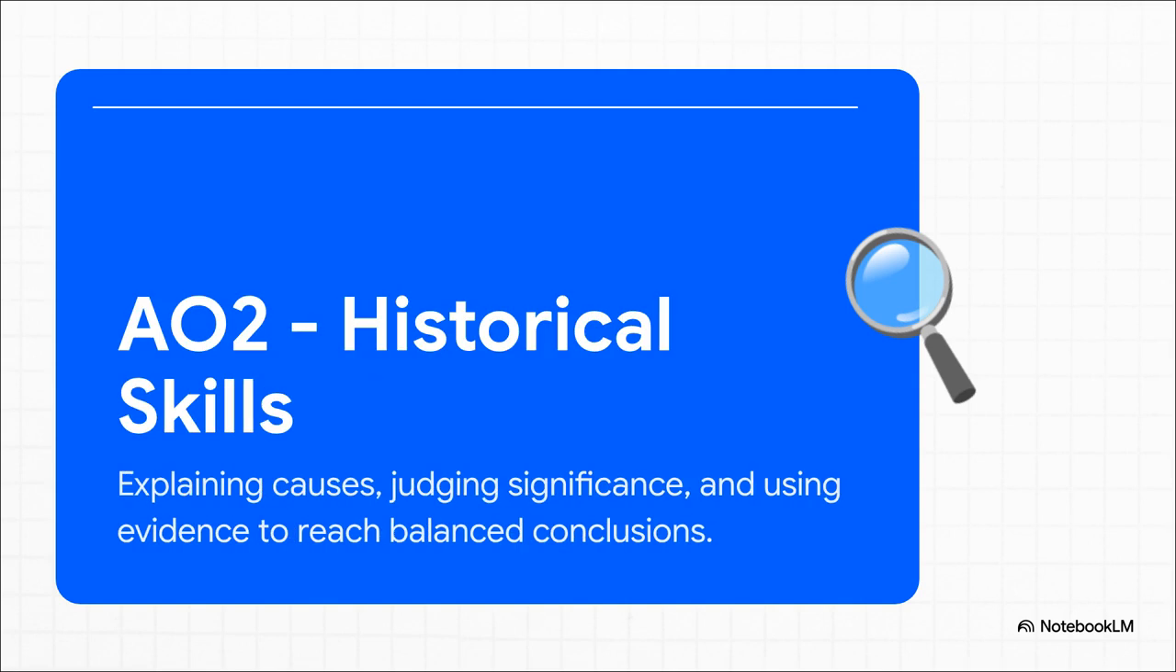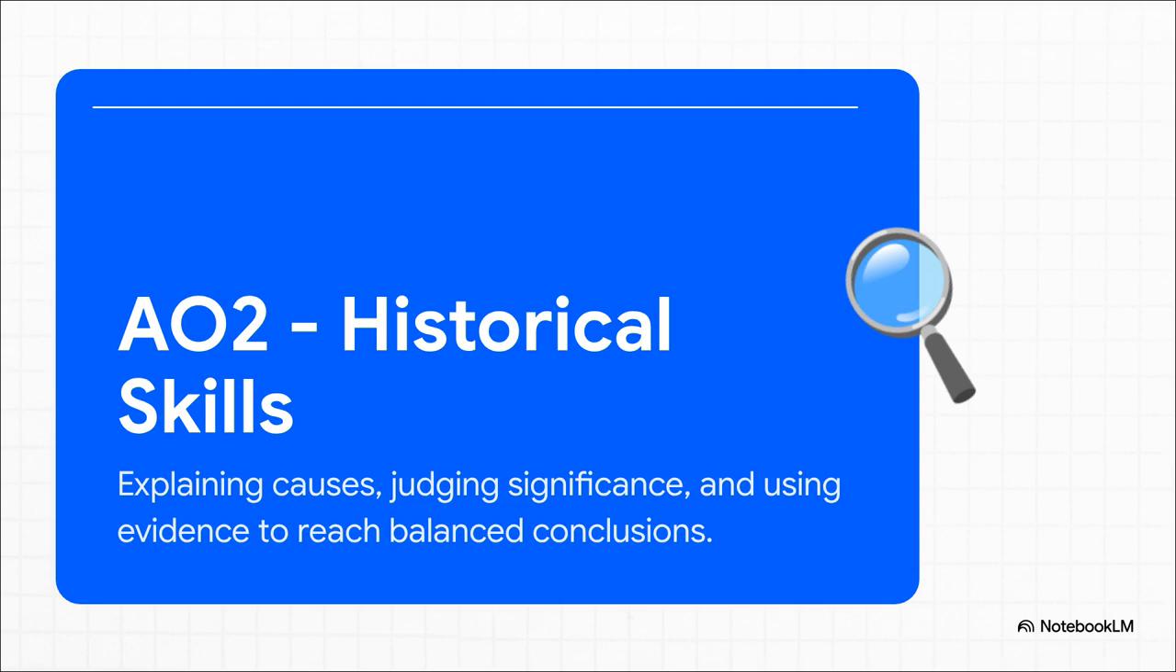But, and this is a big but, memorizing notes just isn't enough anymore. Our focus has to shift heavily to AO2, historical skills. This is where you learn to think, evaluate, and write like a real historian. It's your ability to explain why things matter, compare events, and use your evidence to reach those balanced conclusions we just talked about.